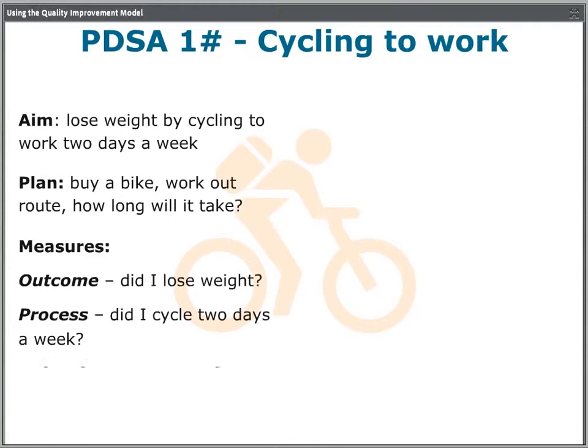So my outcome measure, did I lose weight? And remember, I'm tracking this over time. And the process measure, did I do what I said I was going to do? Well, did I cycle 2 days a week? And then a balancing measure for me, it's crucial that I'm not late for work. So that's a good balancing measure for me. So I've got my 3 measures, so I'm going to do it.